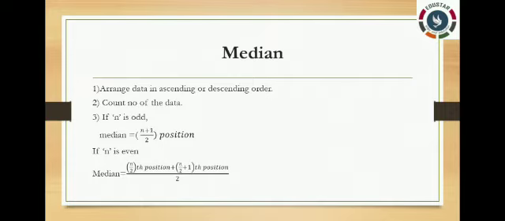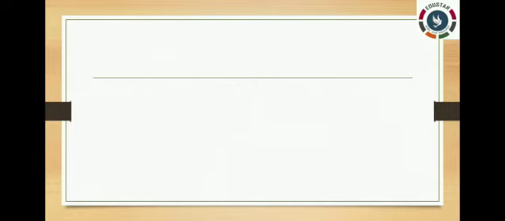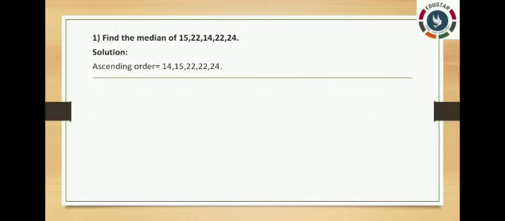Let us see the example. Example 1. Find the median of 15, 22, 14, 22, 24. What is step 1 in finding the median? Step 1. Arrange the data in ascending order. After that, next step, count the number of the data. Number of the data is 5. Is 5 an even number or odd number? Yeah, 5 is an odd number.